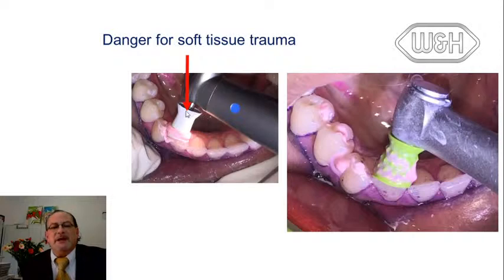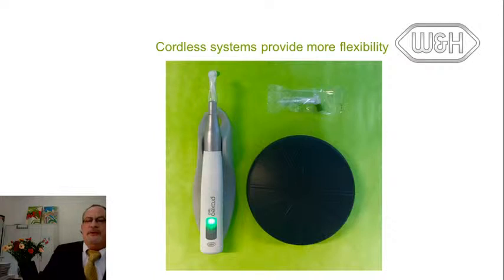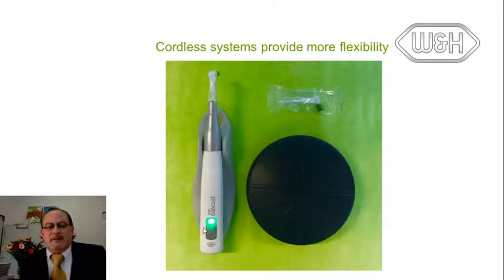Additionally, we have to say that the sharp edge here, because it is not directly connected to the head of the handpiece, may lead to soft tissue injury. And we get even more freedom if we use the cordless system, providing more flexibility, both in the case of the foot control and in reference to the handpiece.